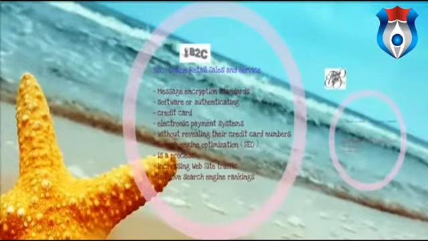B2C, online retail sales and service. Message encryption standards use software for authenticating the parties involved in a credit card purchase on the Internet. Electronic payment systems allow people to make purchases without revealing their credit card numbers. For example, PayPal.